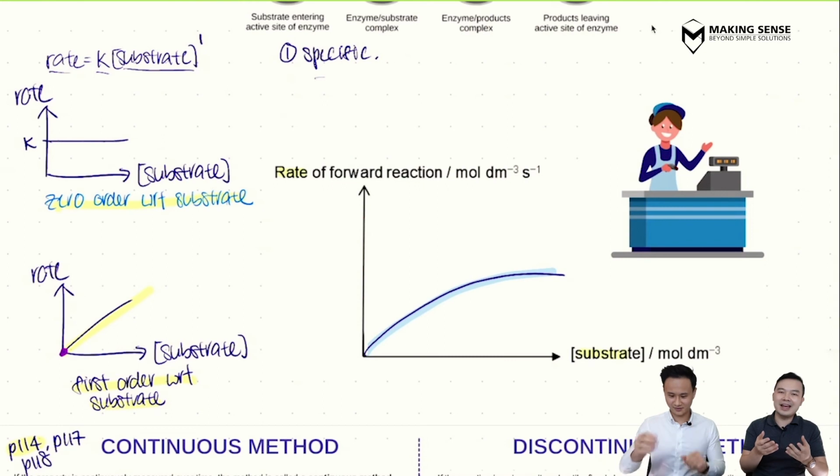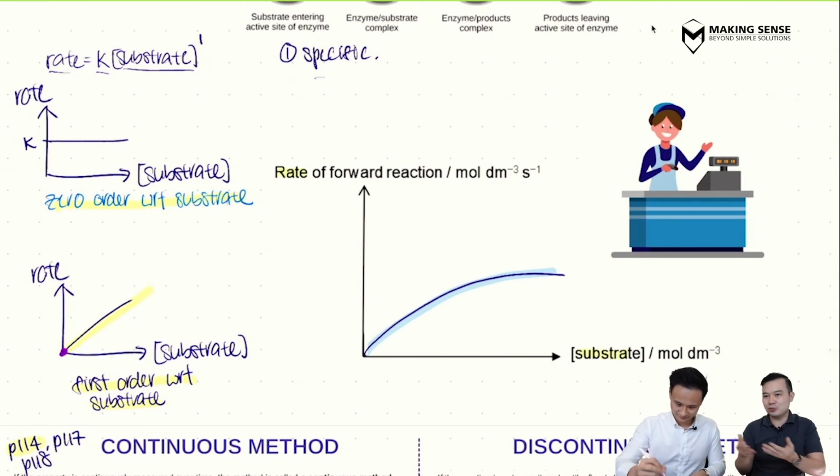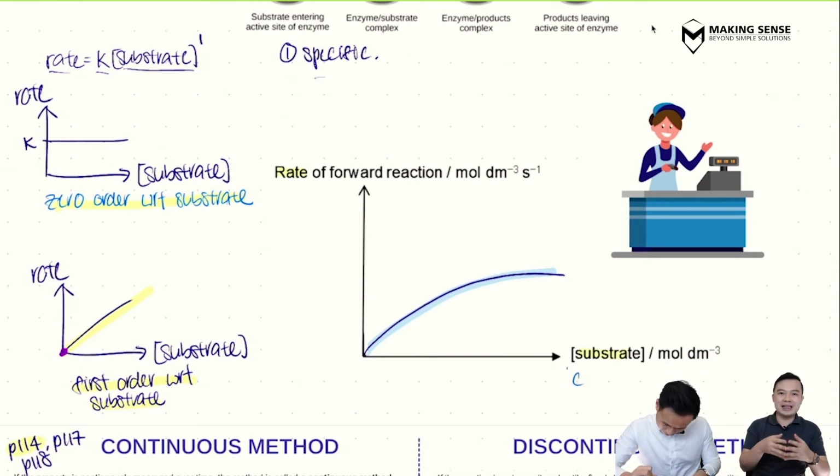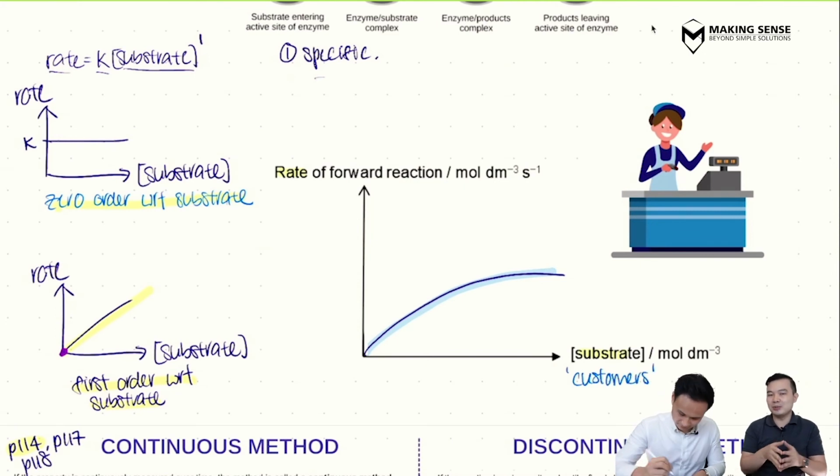As the first customers come in, they're going to buy food, they're going to go into the first cashier, so you can generate money. If there's one more customer that comes in, you are going to go to the second cashier and you're going to generate more money. So in the context of the graph, if there are more customers, which is more substrate, you are going to see that the rate of making money increases. So in this case, we're going to say that it's going to be first order.